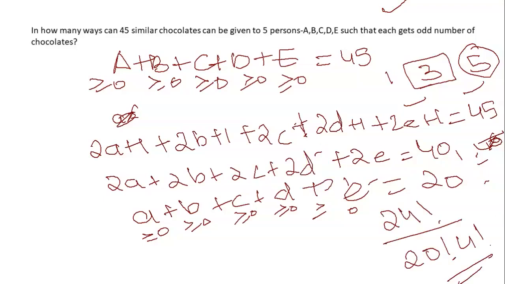24 factorial divided by 20 factorial into 4 factorial. That is the number of ways in which you can get the odd numbers in the chocolate. Okay. Am I clear with this? Yes? Okay.